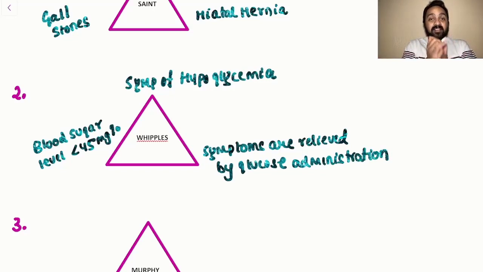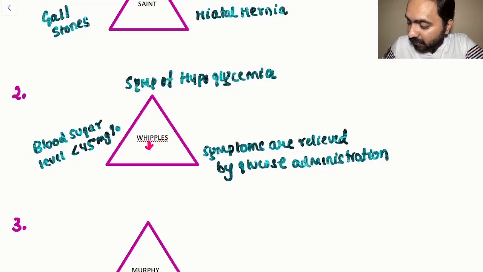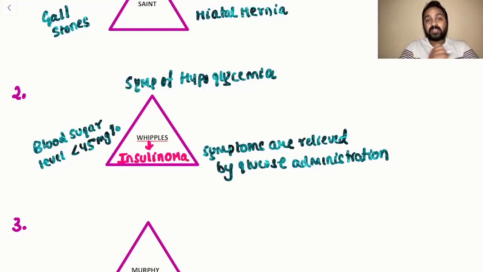Now if you are getting this classical triad, it is a clinical clue that it is a case of insulinoma. You might get a question that a 45-year-old female presents with symptoms of hypoglycemia, and you find a blood sugar level of 45 mg%. Then the symptoms are relieved by glucose administration. What will be your diagnosis? Here we are discussing Whipple's triad, so it is an insulinoma, which is a pancreatic neuroendocrine tumor.